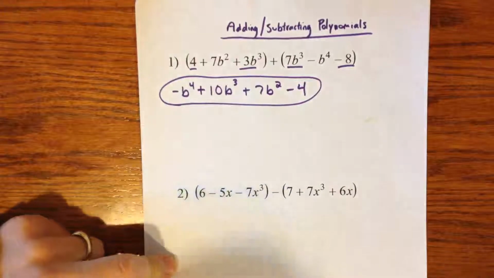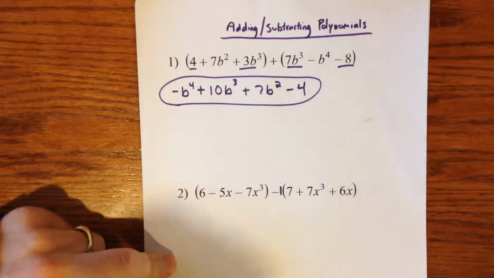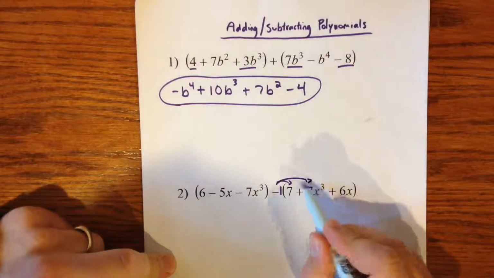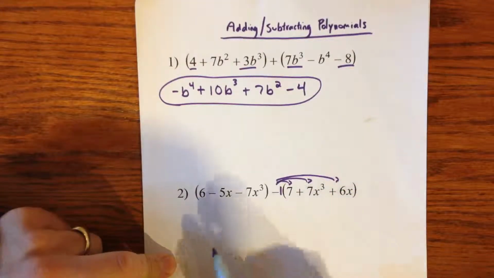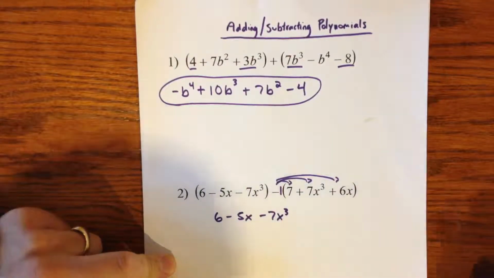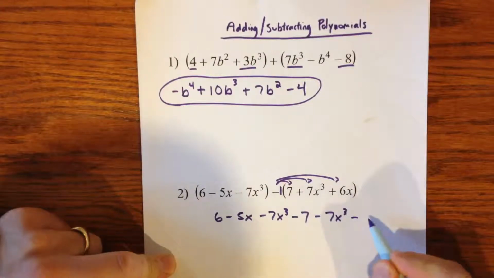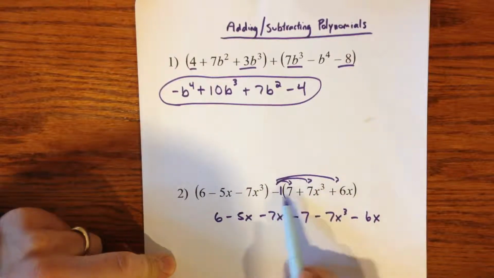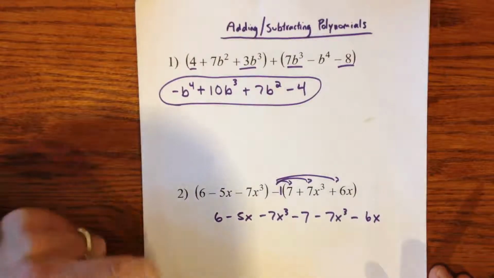And the only thing that changes when it's subtraction, and we've done this before also, is that you have to make sure that you think of that as a negative 1. You're subtracting every single thing in here, so each one of these turns negative. So 6 minus 5x minus 7x to the third minus 7 minus 7x to the third and minus 6x. I'm distributing a negative 1 to every single thing inside of there. From there I'm going to collect my like terms.